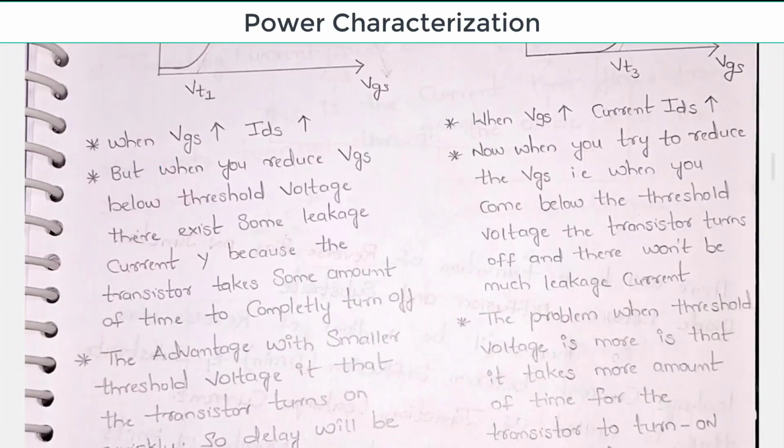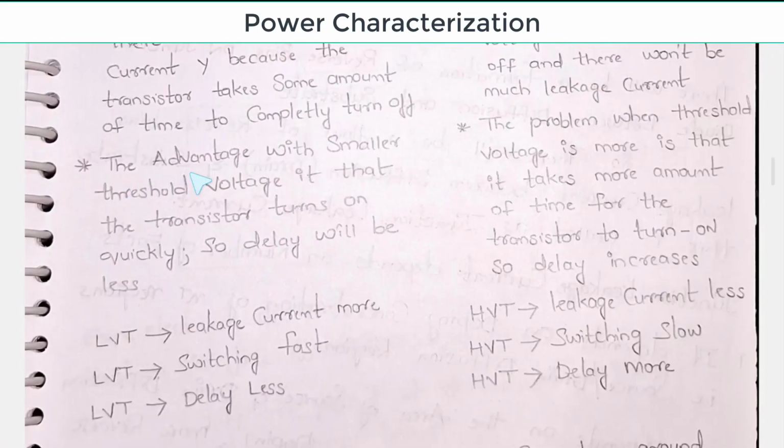See here, when VGS is more, IDS will be more, but when you reduce VGS below threshold voltage, there exists some leakage current. Why? Because the transistor takes some time to completely turn off. It won't turn off immediately, because of which we get some leakage current. But the advantage with smaller threshold voltage is that the transistor turns on quickly, so delay will be less. So for LVT, leakage current will be more, switching will be faster, and the advantage is delay will be less.